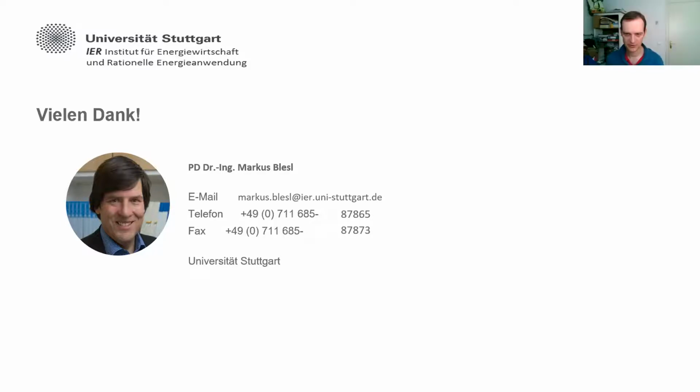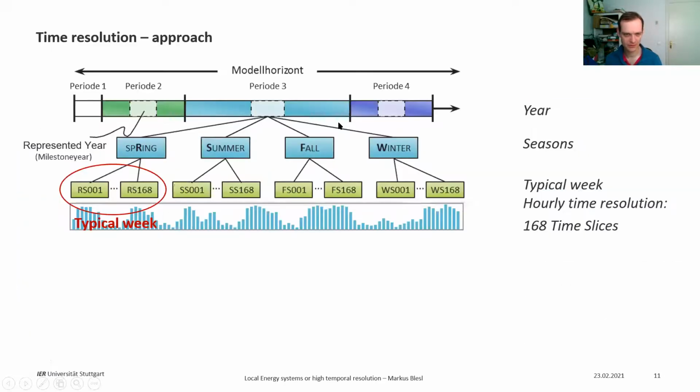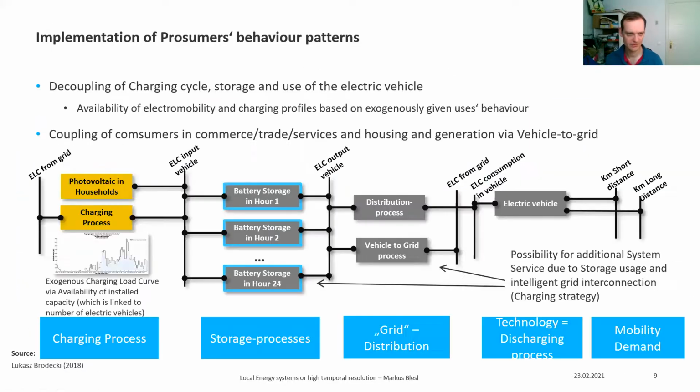Okay. Antonio has a similar question and asks if we could go back to the vehicle to grid slide, and if you could say a few words about exactly how you modeled vehicle to grid.